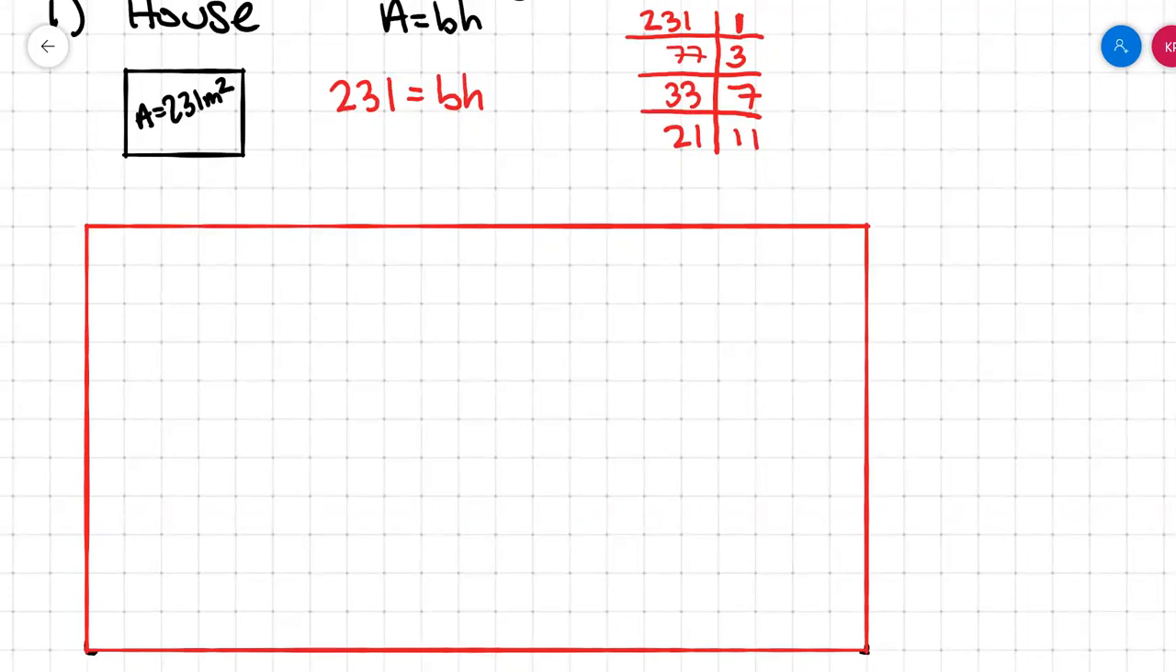Then we can go, this is our house. The area of our house is 231 meters squared. And our house is 21 by 11.